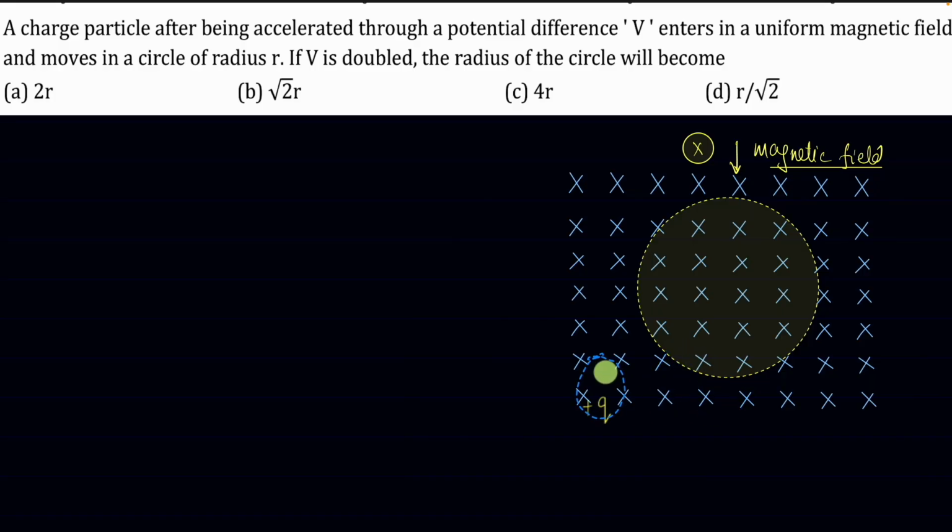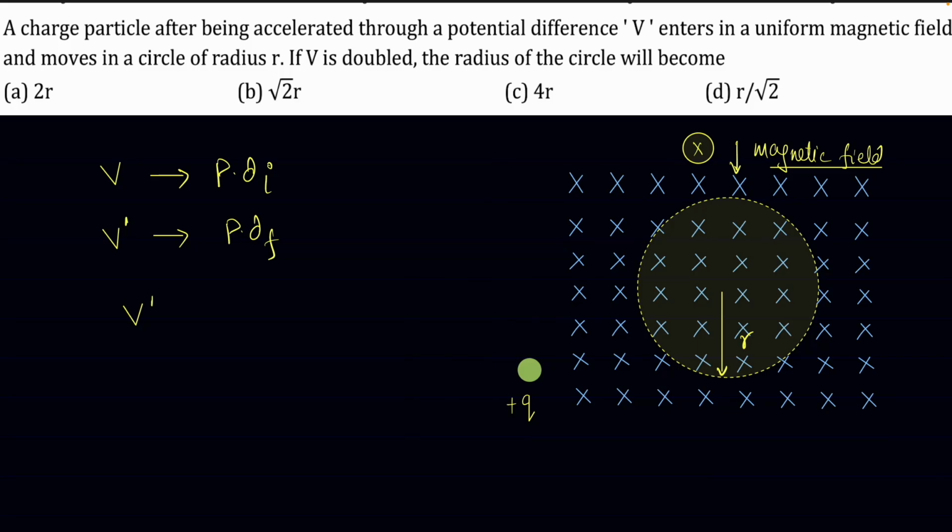So we have to find what is the impact on the radius when the potential difference is doubled. It means that if initially the potential difference was V, this is the initial potential difference, and V dash is the final potential difference. Now V dash becomes 2 times V. So what is the impact on its radius? We have to find it. So let's understand this question.